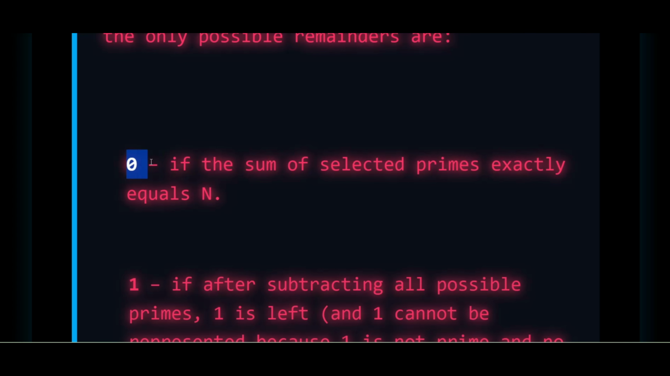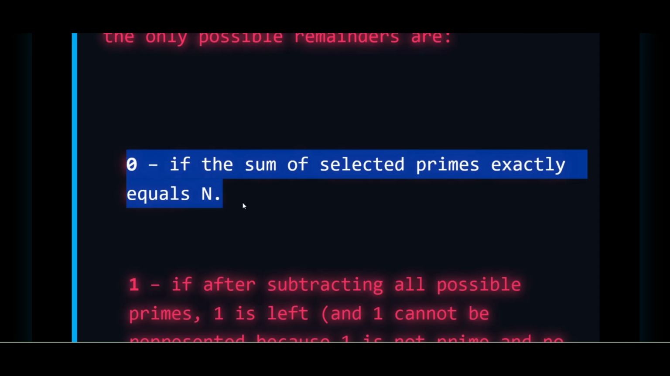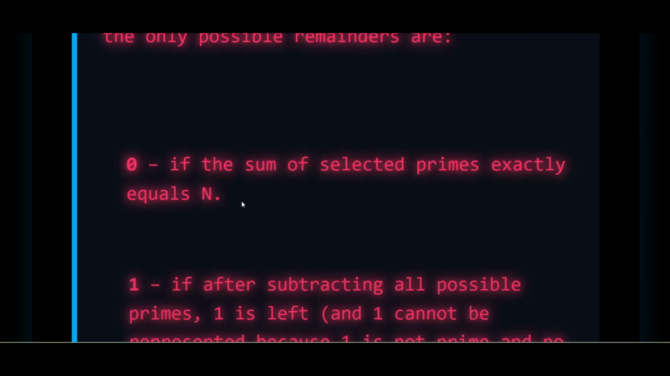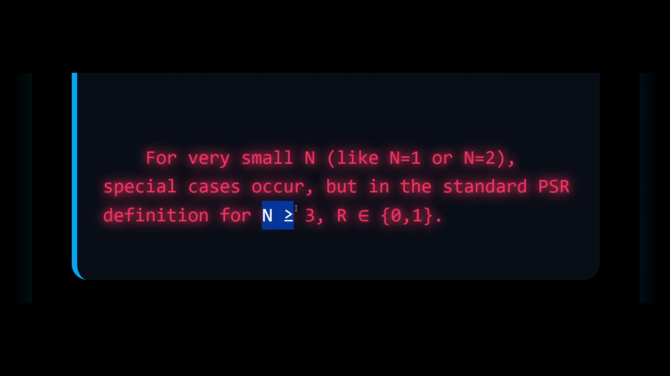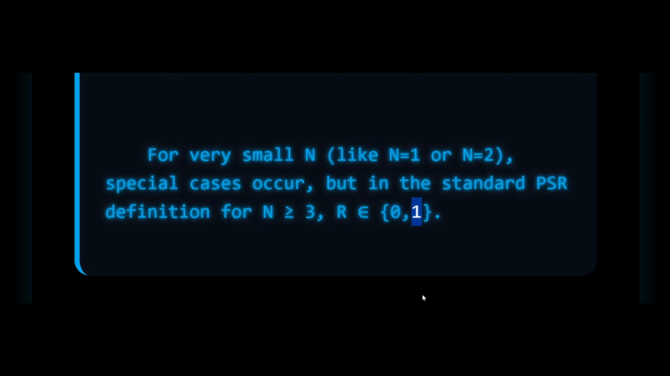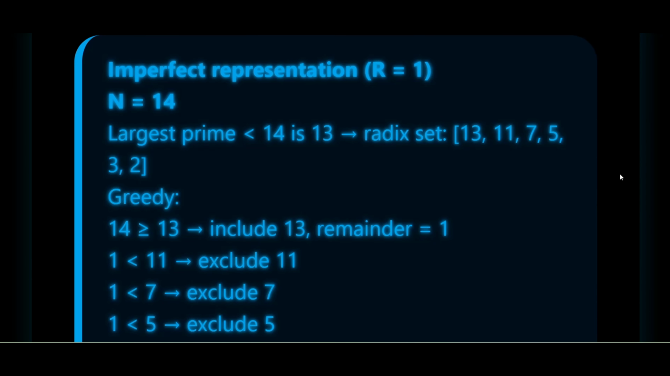For the remainder, we get 0 if all the prime numbers sum up to n, and if they don't, we always get a remainder of 1. R is always either 1 or 0. For all numbers greater than 3, there would be either no remainder or a remainder of 1. Now we're going to check an imperfect case where the remainder is 1.